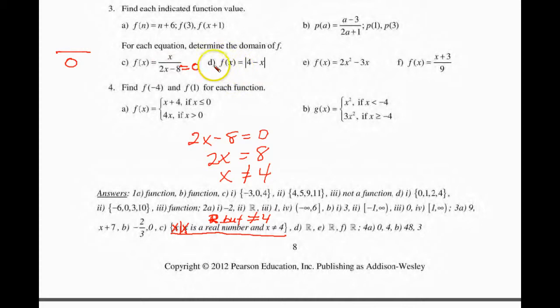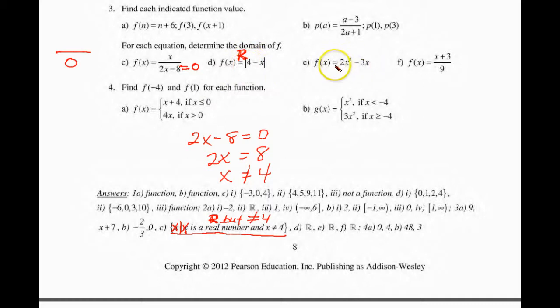Now, for letter D, they want us to look at this absolute value of something and see what values of x, if any, are excluded. Now, x here can actually be any real number, because no matter what that number is, it's always going to come out positive. So we say then in this case, there are no exclusions. X is all real numbers, our domain.